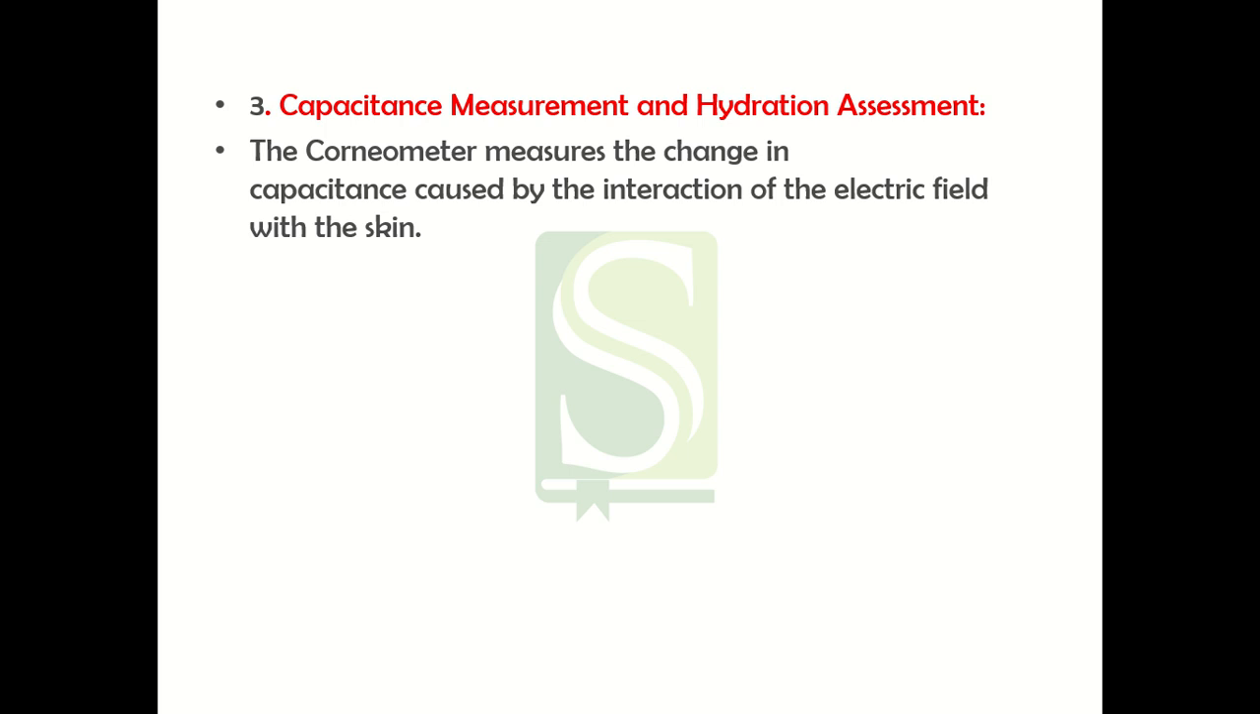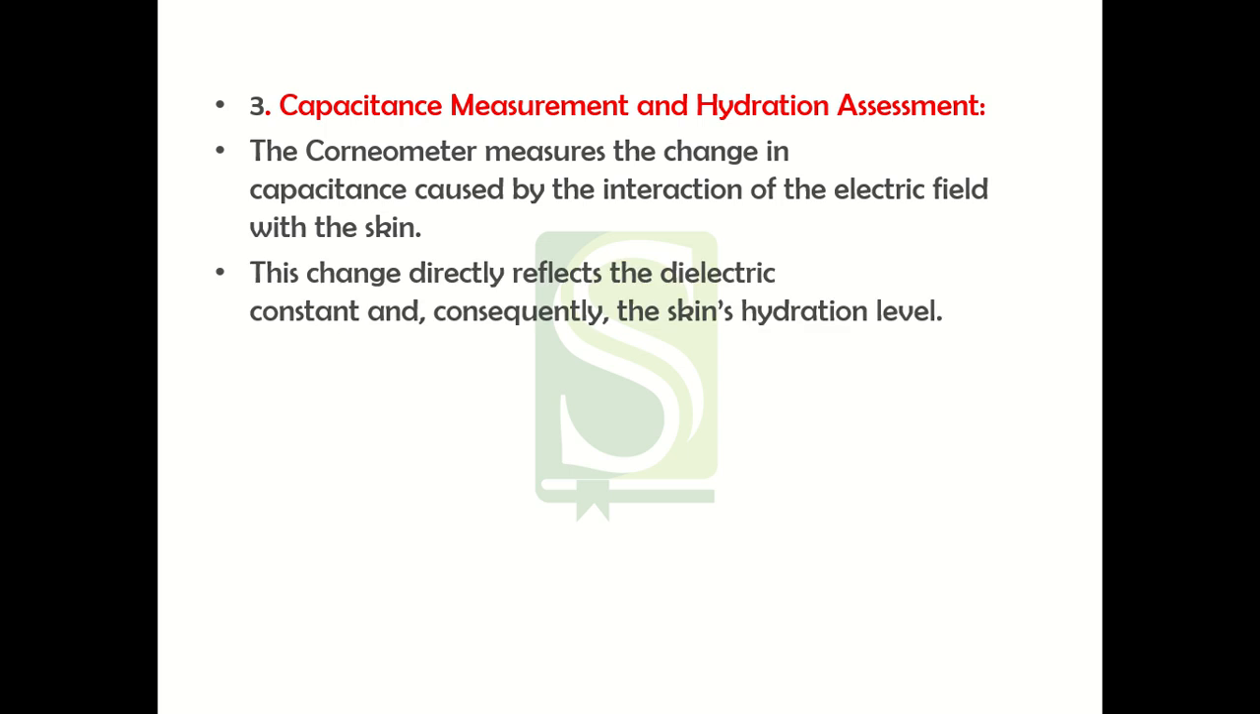And the third step is capacitance measurement and hydration assessment. The corneometer measures the change in capacitance caused by the interaction of the electric field with the skin. So this change reflects the dielectric constant and ultimately the skin's hydration level.